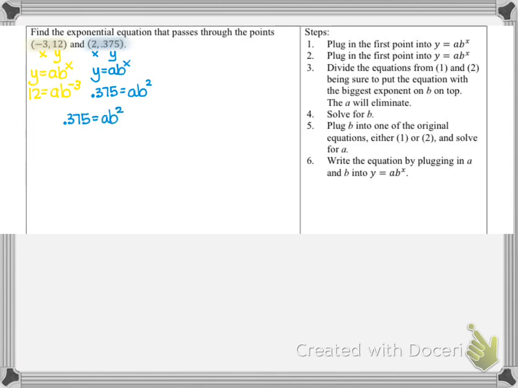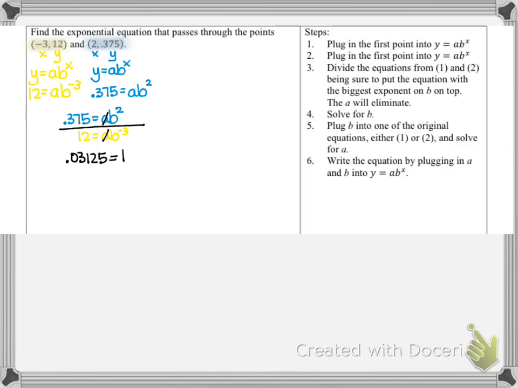So blue equation on top, yellow equation right underneath it, and I am going to divide these guys. When I do that, the a's are going to cancel, so it's a divided by a. Now, if I divide the rest of them, I got 0.375 divided by 12, and I'm going to write out the entire decimal that's given to me.